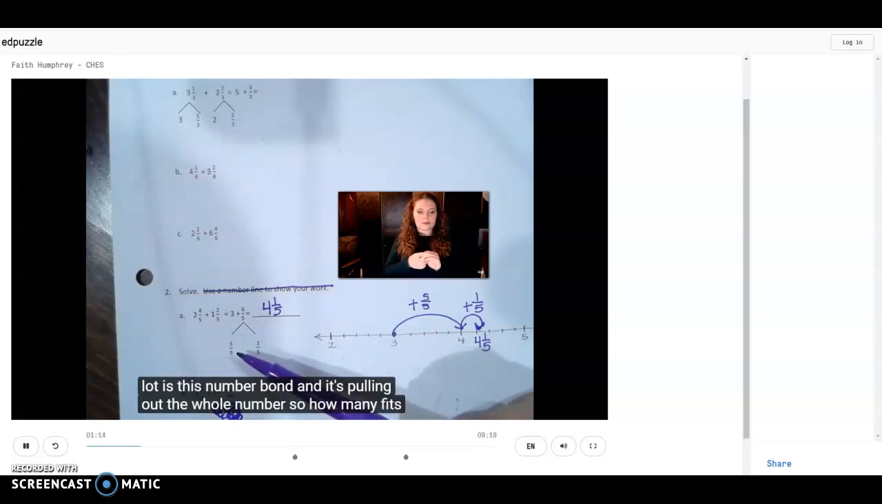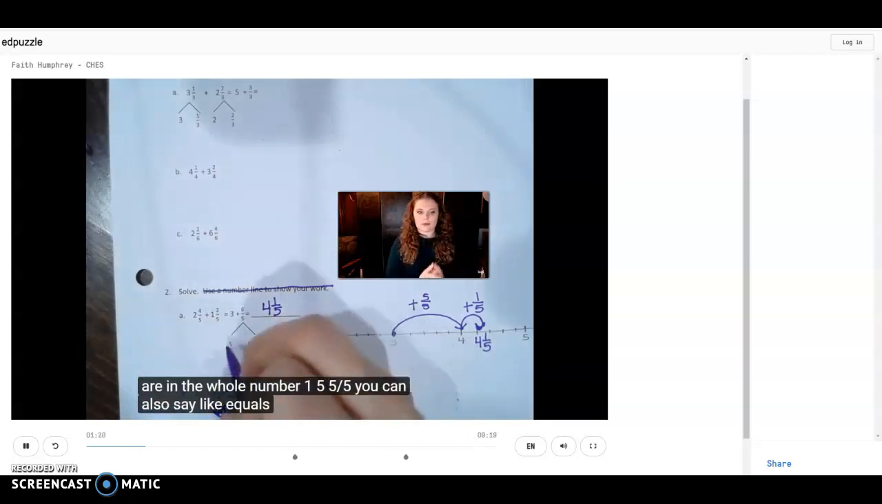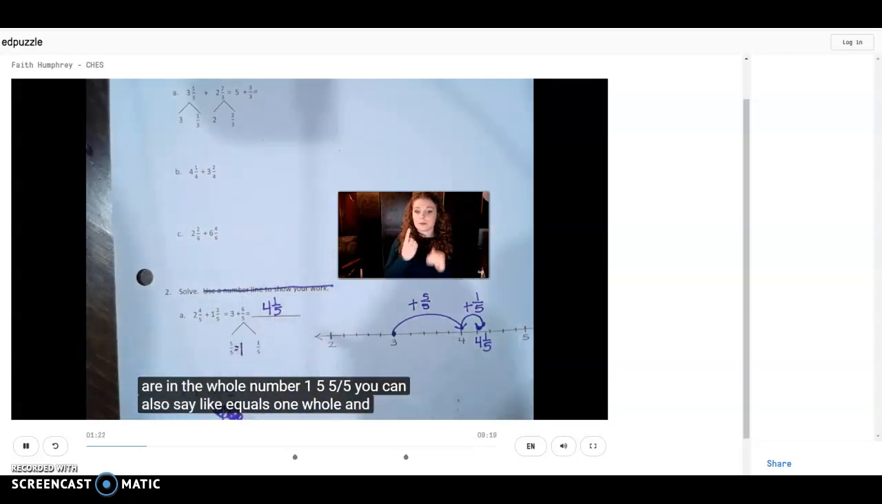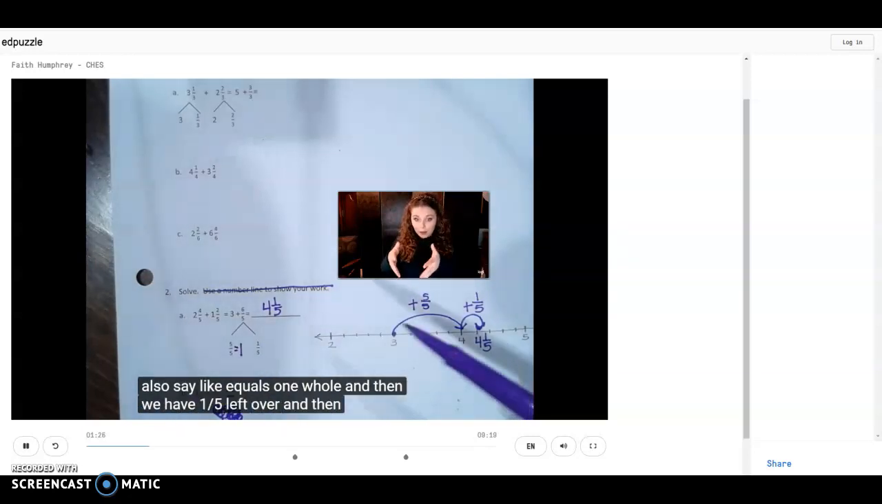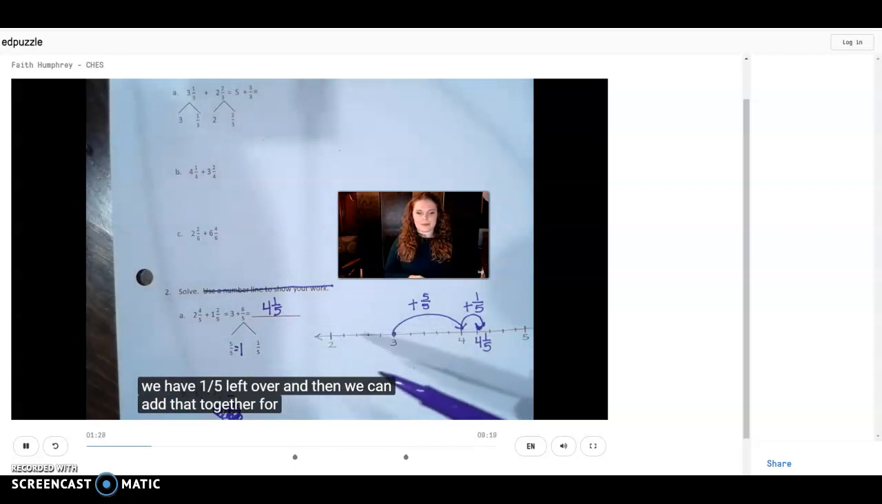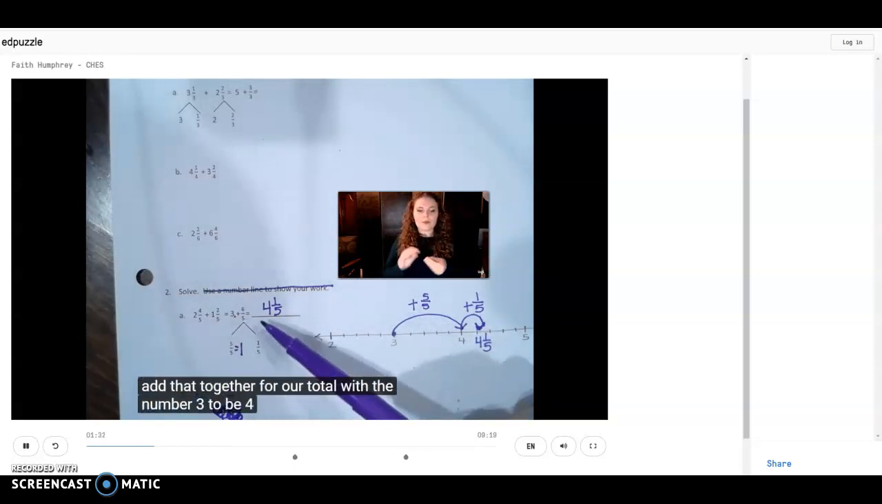So how many fifths are in the whole number 1? 5. 5/5. You can also say it equals 1 whole. And then we have 1/5 left over. And then we can add that together with the number 3 for our total to be 4 1/5.